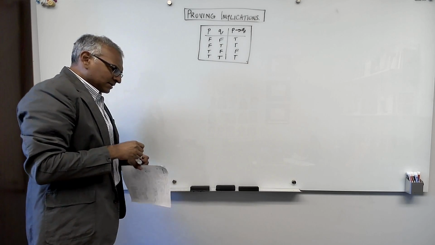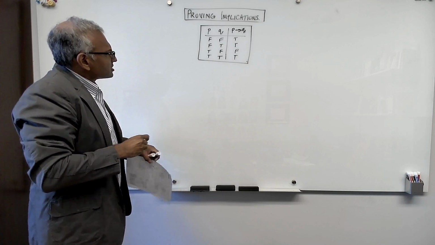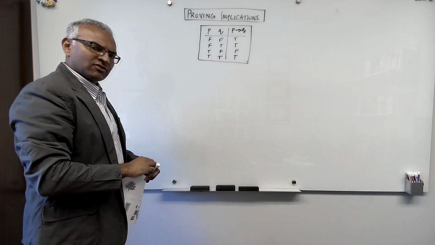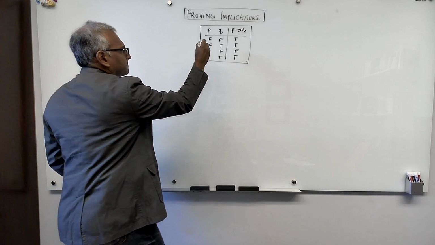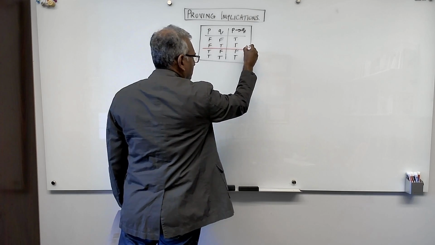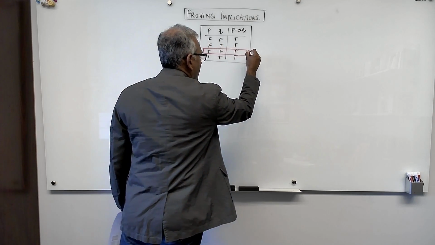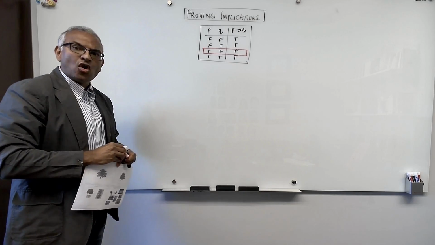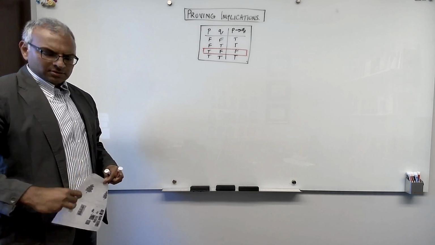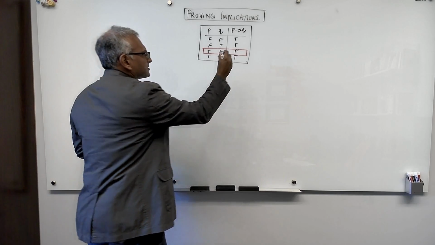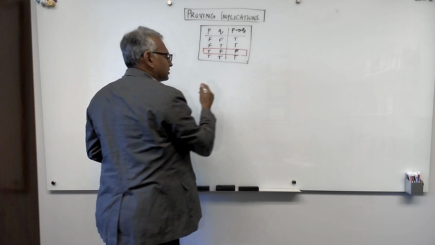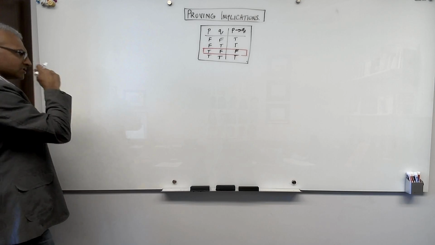Okay, and this row in which the implication is false is also going to be very important, so I'll highlight that row. Okay, so this is the row in which this implication is false. Okay. And so let's talk about proving implications. And I'm going to start with two examples of implications.